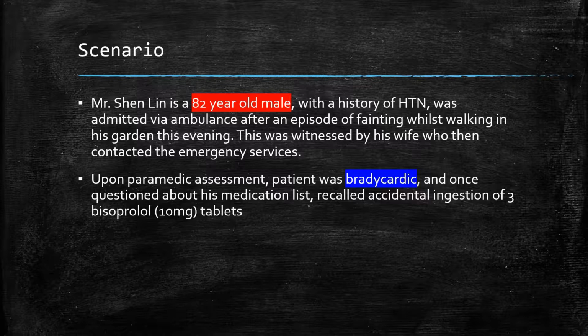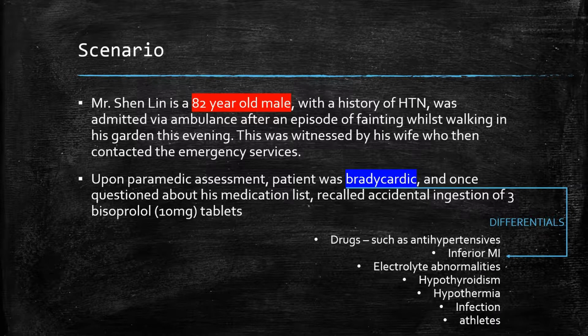Paramedics at the scene noted Mr. Shen was bradycardic, and once questioned about his medication list, he recalled having an overdose of bisoprolol tablets, 3 tablets. Aside from the most apparent cause of this man's bradycardia, other important differentials include an inferior MI.